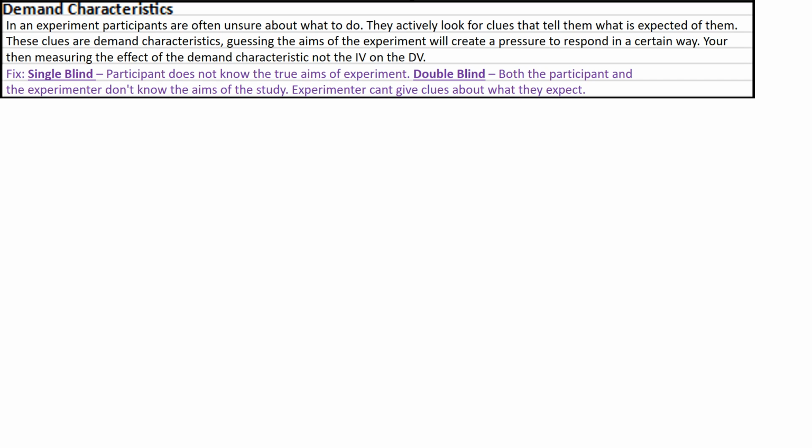So a double blind is when both participant and the experimenter don't know the aims of the study. Okay, that's simply it.